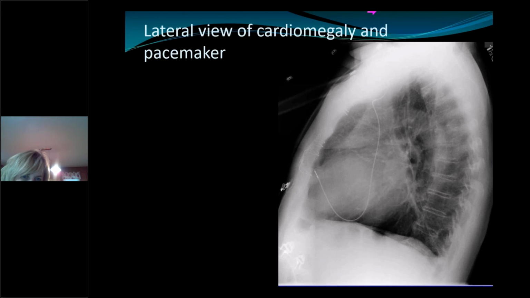This is a lateral view of the same patient. Again, look at the degree of cardiomegaly. We see the pacer wires coming through there. We see the sternal wires, and then we also see quite a bit of degenerative changes within that thoracic spine, loss of disc space. We see a lot of granulomas. These bright little white things are granulomas, not to be mistaken for anything more than that.